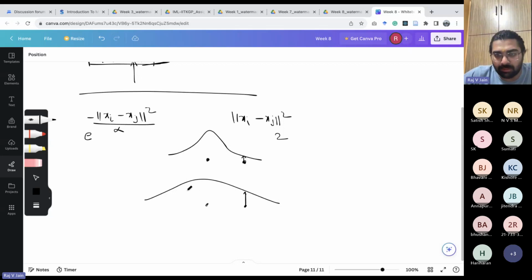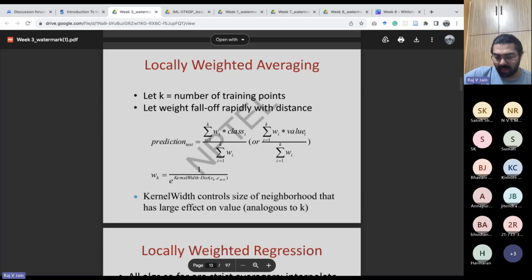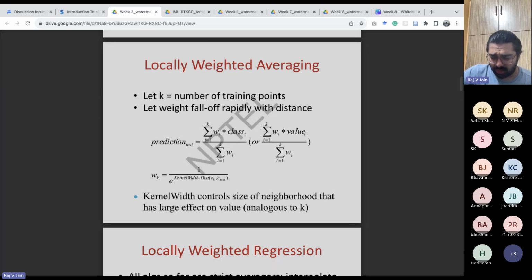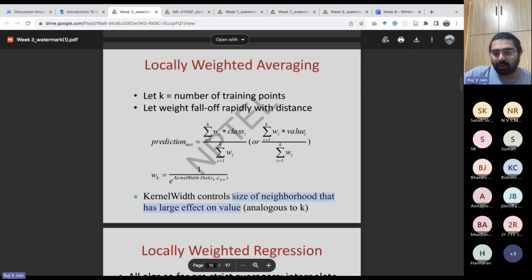So kernel width talks about the width of, in some sense, the distribution of this distance function on the point. Having a higher or lower kernel width basically changes the effect of that value at the end of the day. That's what kernel width means, and that's what it's saying: it controls the size of the neighborhood that has a large effect on the value. That's the idea of kernel width.